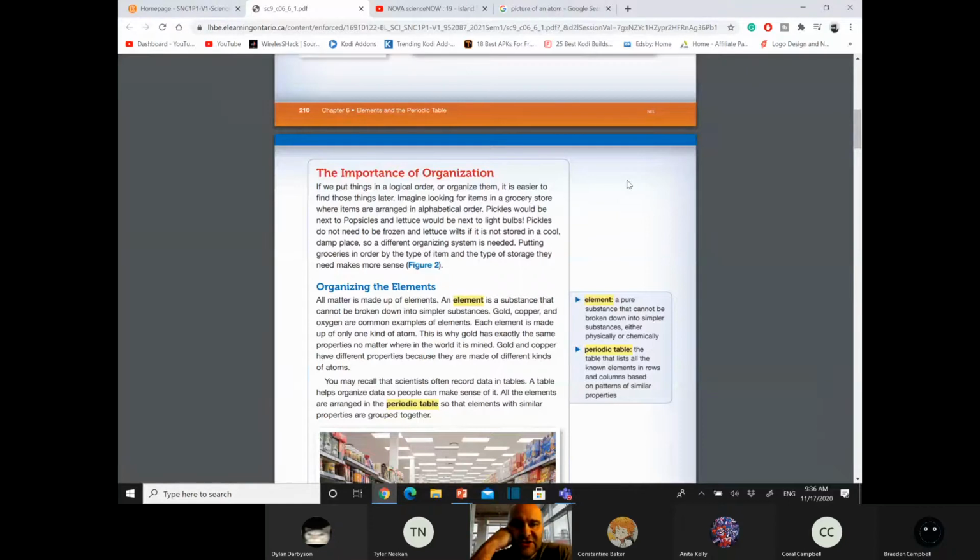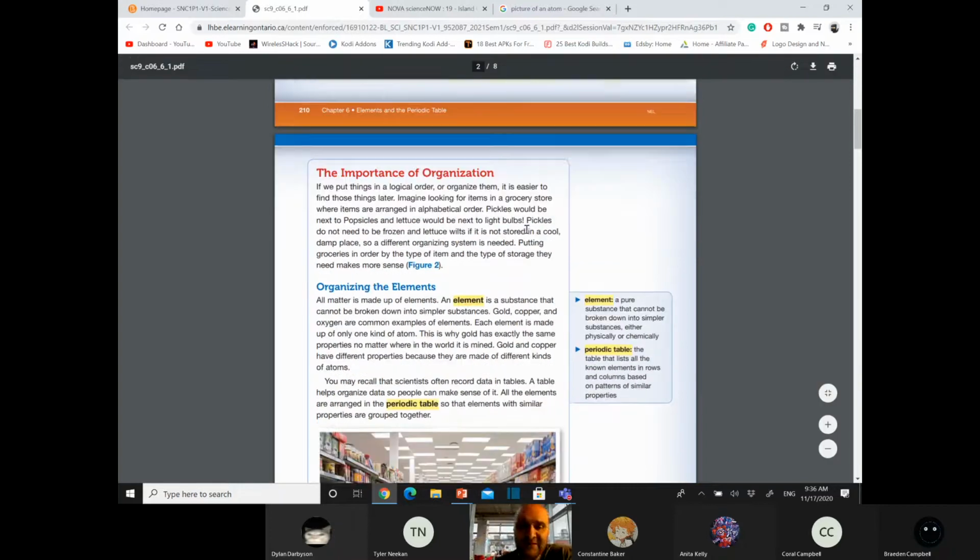So, the importance of organization. If we put things in a logical order or organize them, it is easier to find those things later. Imagine looking for an item in a grocery store where items are arranged in alphabetical order. Pickles would be next to popsicles, and lettuce would be next to light bulbs. Pickles do not need to be frozen, and lettuce wilts if it's stored in a cool, damp place. So a different organizing system is needed. Putting groceries in order by the type of item and the type of storage they need makes more sense.